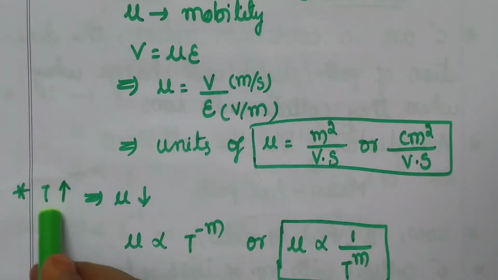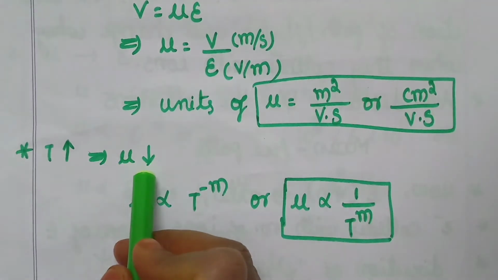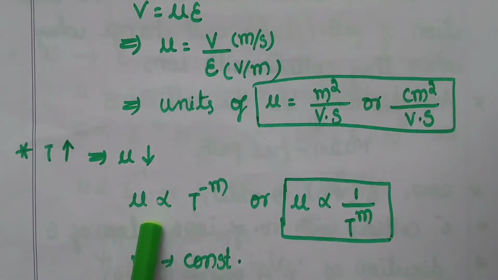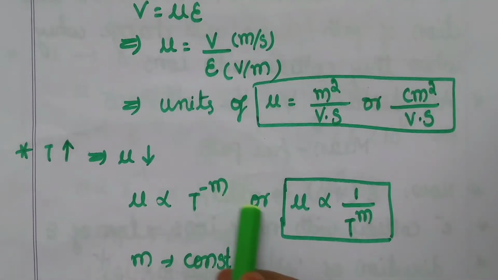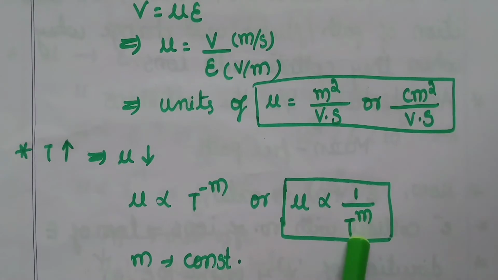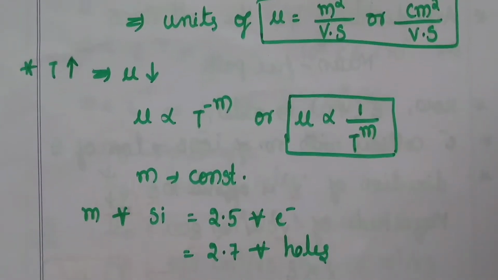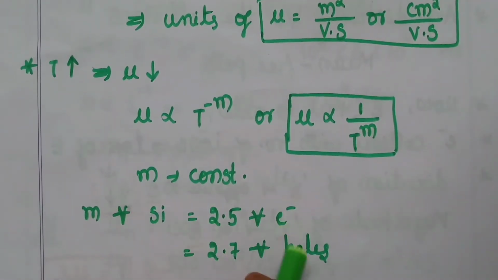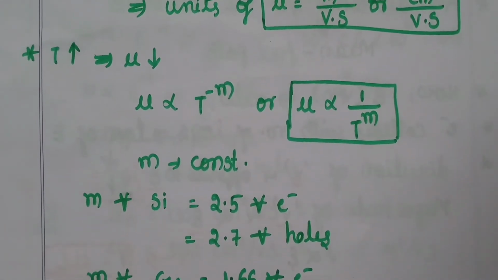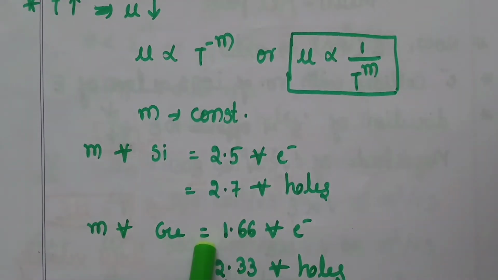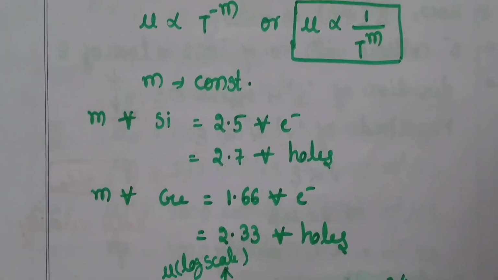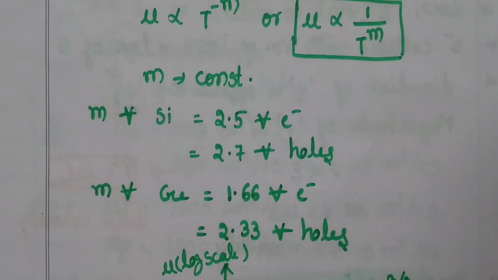As the temperature increases, the mobility decreases. This is explained by the relation mu proportional to T to the power of minus m, or mu proportional to 1 by T power m. This is the expression for the mobility in case of an atom, where m is a constant. For silicon, it is 2.5 for electrons and 2.7 for holes. So the constant value will be different for electrons and holes. When compared to silicon, germanium has values of 1.66 for electrons and 2.33 for holes. So there are different values for silicon and germanium for this constant.